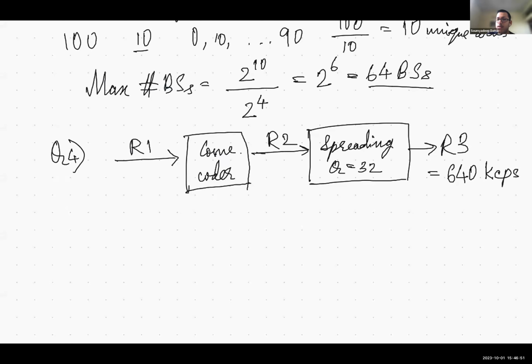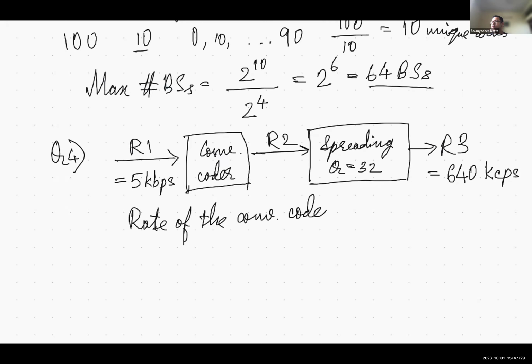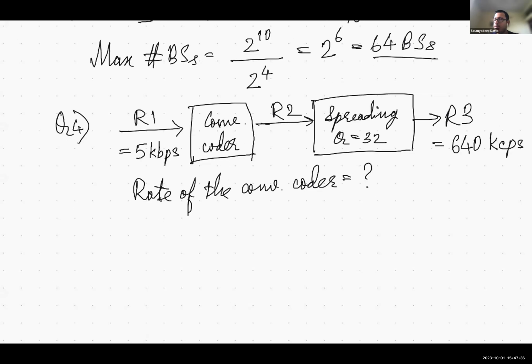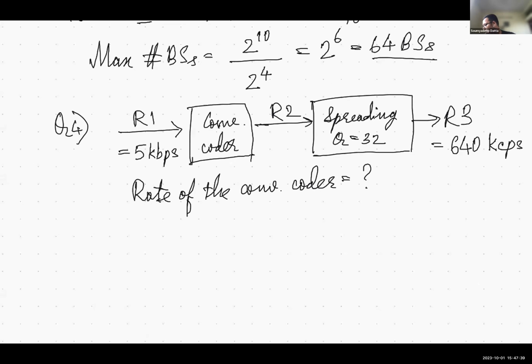Now you are told that the input rate R1 is equal to 5 kbps. So you are provided these two pieces of information, and another piece of information is the length of the spreading scheme. You are asked what is the rate of the convolutional coder. I'm not going into the mechanism of how a convolutional coder works; this is a simple notion of the rate of the convolutional coder. It's actually pretty simple to do, even if you don't understand the convolutional coder fully.